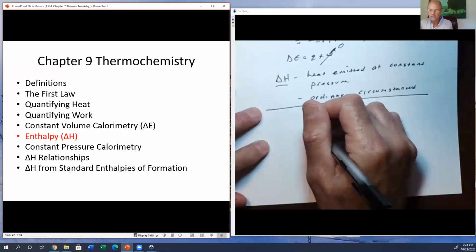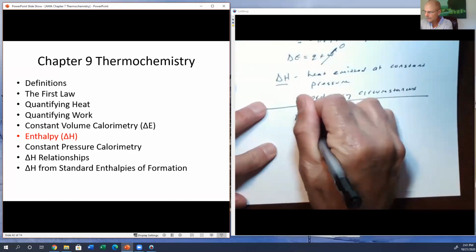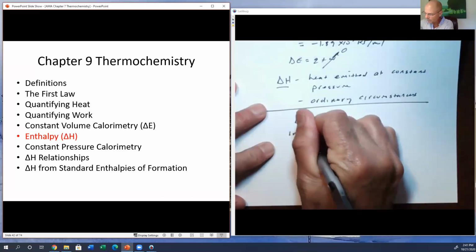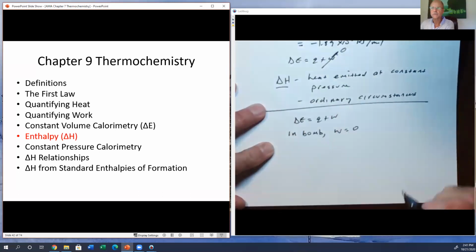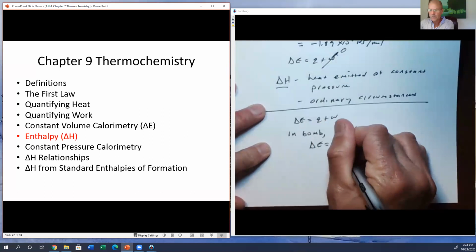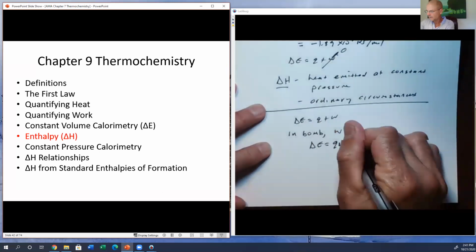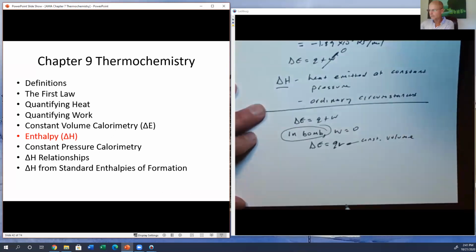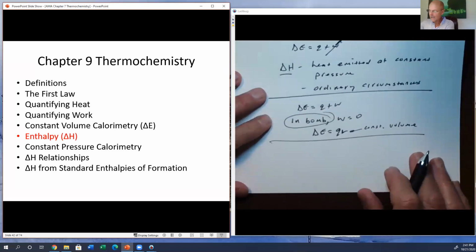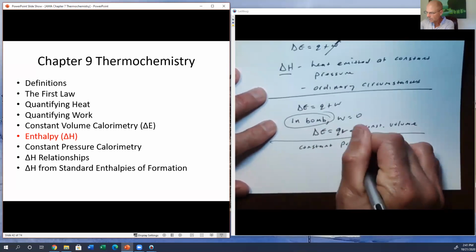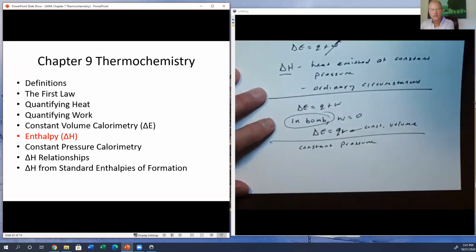Just to summarize all that really quick. Delta E is equal to Q plus W, right? That's always true. But in a bomb calorimeter, W is equal to 0. So in a bomb calorimeter, delta E is equal to Q under constant volume, right? That little V just means constant volume. All right, so that's a bomb calorimeter. On the other hand, in the lab, you don't have constant volume, you have constant pressure. And by a lab, I just mean under ordinary circumstances. It could be your kitchen stovetop or whatever, right?